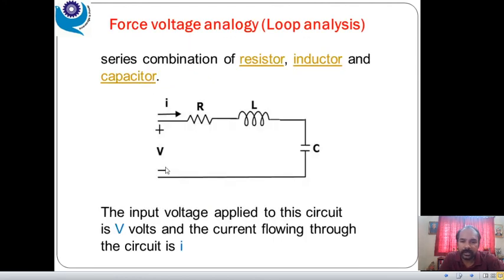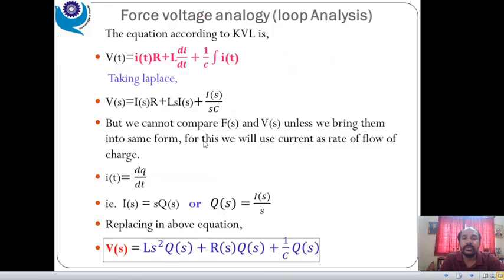Let me tell you one thing: V is the input voltage and I is the input current. When the components are in series, the current flowing through all of them is the same, through the resistor, inductor and also the capacitor, because in series current remains the same, and in parallel voltage remains the same. So when we apply KVL, the equation is V(t) = I(t)R + L di/dt + (1/C)∫I(t)dt.